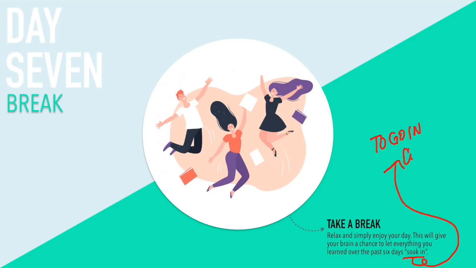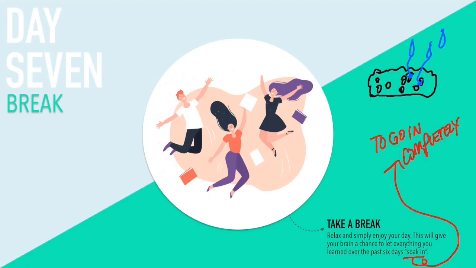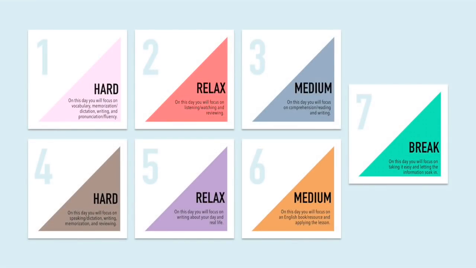To go in completely. Think about a sponge, all right? Think about a sponge that you use when you clean the kitchen or you clean something else. The water that comes down goes inside of these holes and it soaks in completely, okay? That's what's happening on day 7. Just relax.